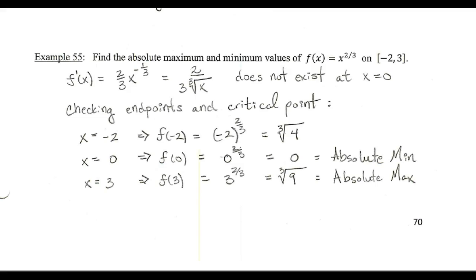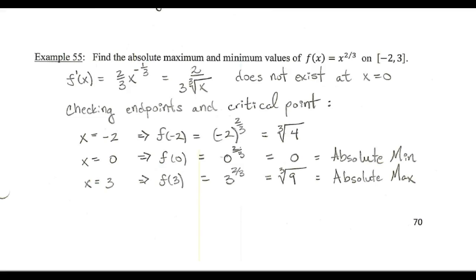So this does not equal 0 anywhere. However, we have a problem in that the derivative does not exist at x equals 0, right? So I look to see where the denominator is equal to 0 because that would be a problem. The derivative is undefined there. It doesn't exist there. Okay, so x equals 0 then is a critical point. Make sure it's on the interval. The interval is minus 2 to 3, so yes, that is on my interval.